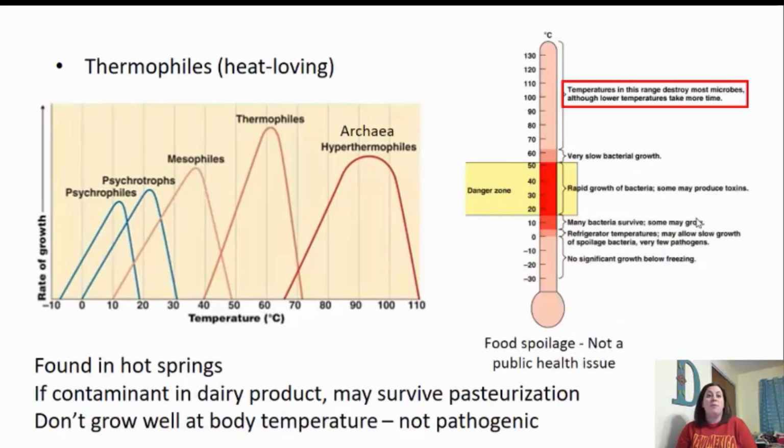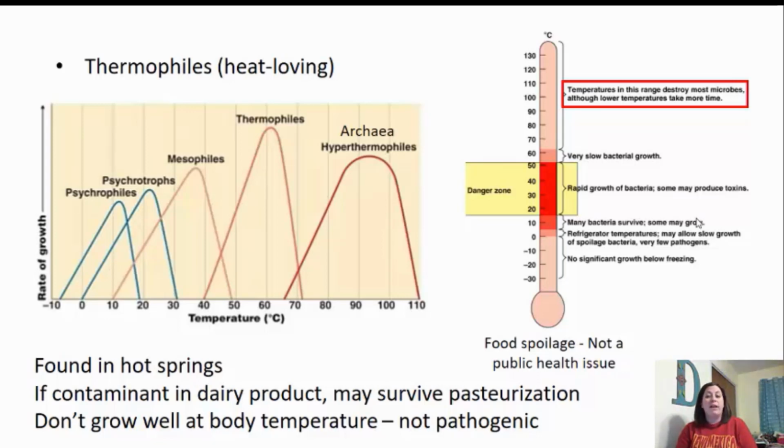The next are the thermophils. The thermophils are the heat-loving. These are found in places like hot springs. They can also contaminate dairy products, and the reason why they will stay in the dairy products is that when the dairy products have been pasteurized, they go to that extreme heat. These guys don't mind that heat, and because of that, they can still survive.